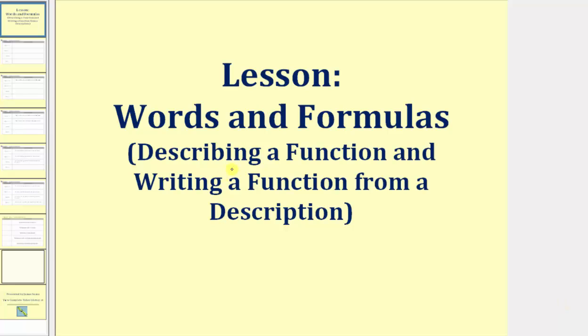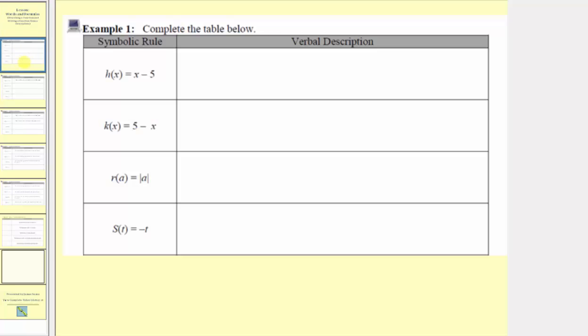Welcome to a lesson on describing a function rule and writing a function rule from a description. We want to complete the following table where we're given the symbolic rule or the function rule as a formula, and then we're asked to describe the function in words. So our first function is h of x equals x minus 5.